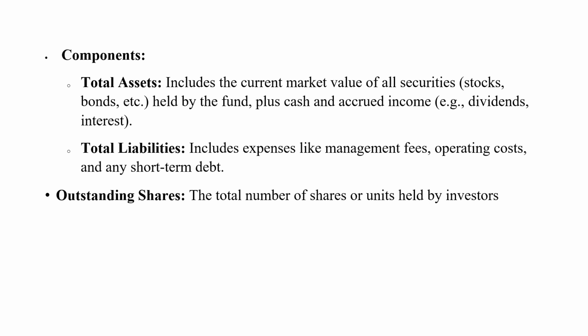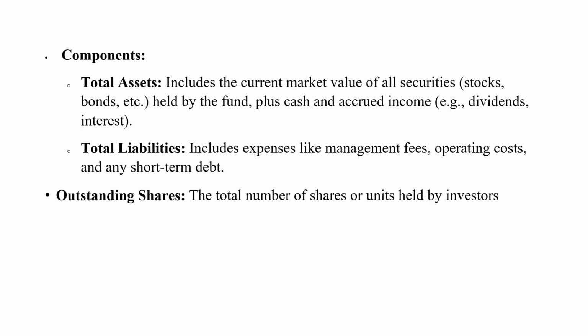The third component is outstanding shares, the total number of shares or units held by investors, that is, the total number of shares issued by the mutual fund. So you add all the assets, subtract all the liabilities, and divide by the outstanding shares, the number of shares or units held by investors. You calculate assets minus liabilities divided by outstanding shares, and you get the NAV value.